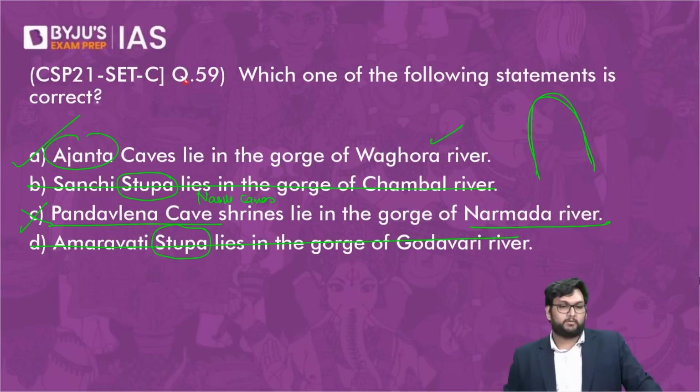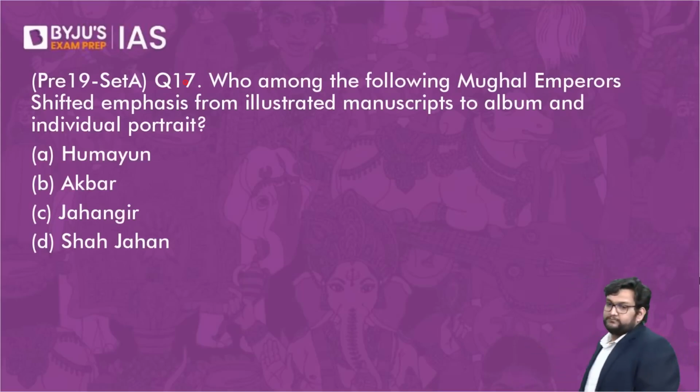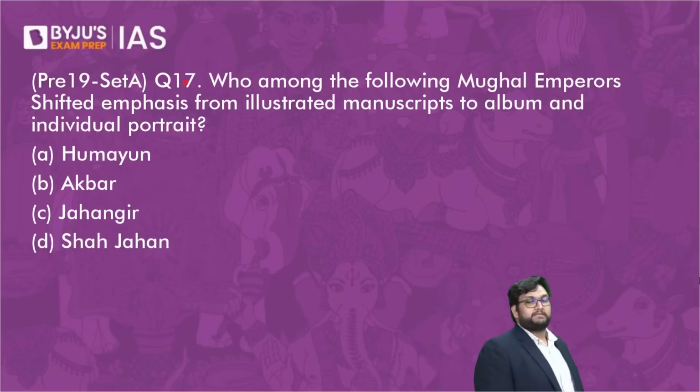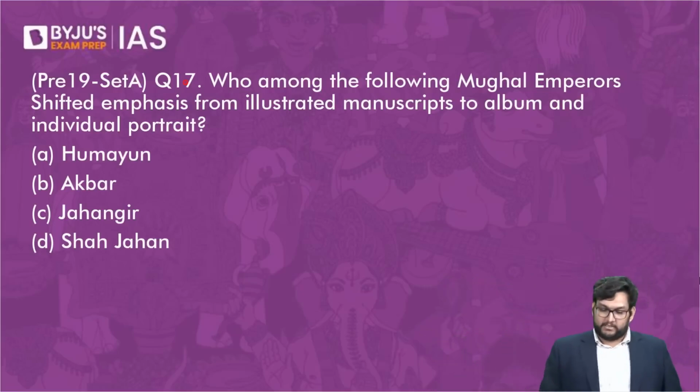Okay, 2021 paper. Now, who among the following Mughal emperors shifted the emphasis from illustrated manuscripts to album and individual portraits?